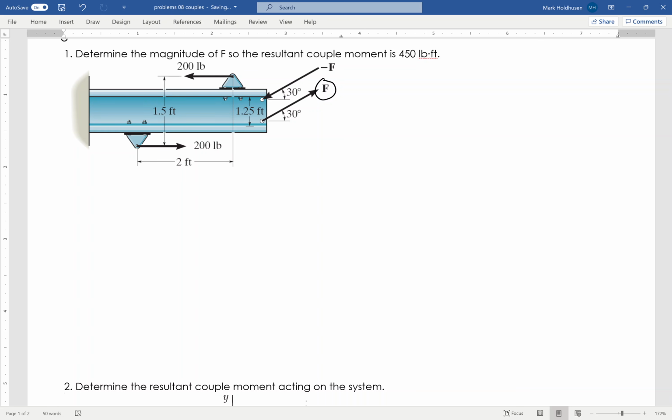Here's the thing about couple moments: they're, again, free vectors. That means they act anywhere and everywhere on the object. So you can really choose any point. Wherever you take the moment about, you're always going to get the same answer. And I hope to demonstrate that here, looking at the 200.